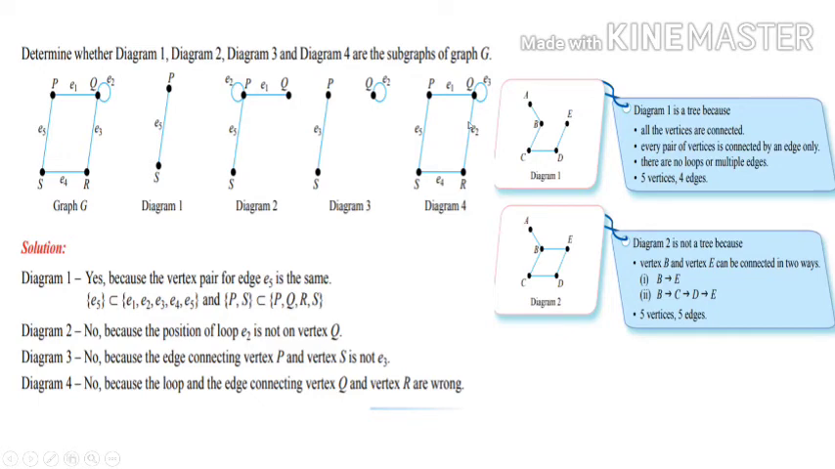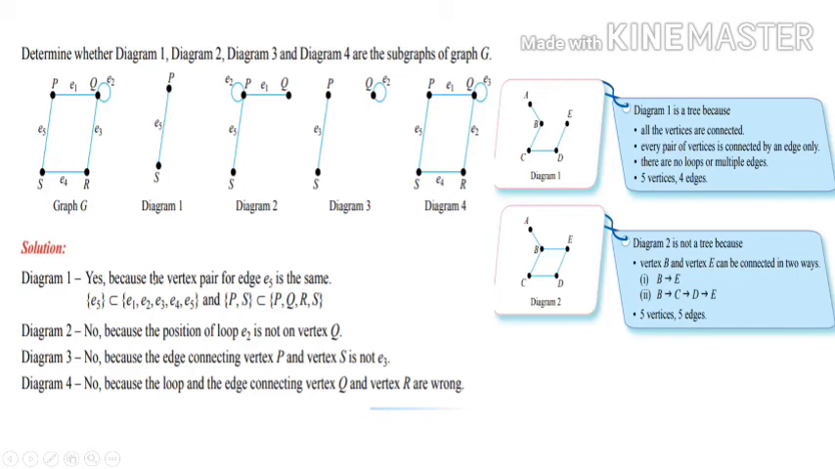So here are some examples related to subgraphs and trees. Determine whether diagram 1, diagram 2, diagram 3, and diagram 4 are subgraphs of graph G. Here graph G is the original graph, and we have to determine whether each diagram is a subgraph of graph G. So the answer for diagram 1: do you think this is a subgraph of graph G?